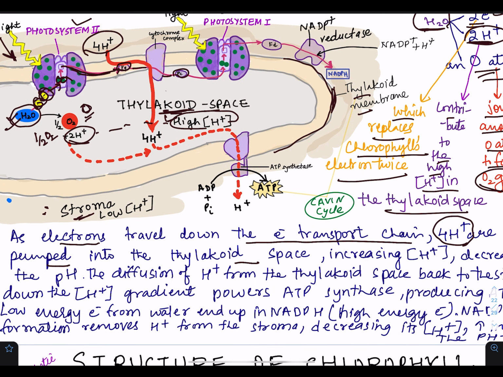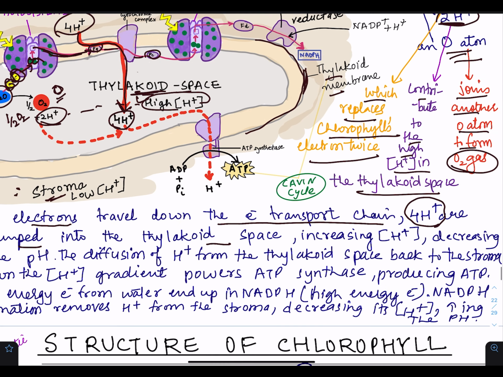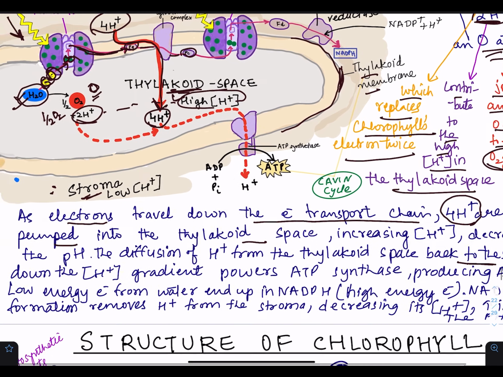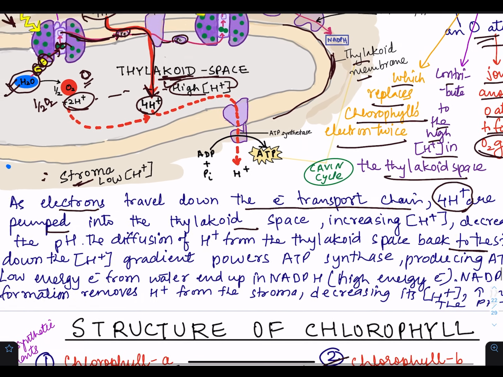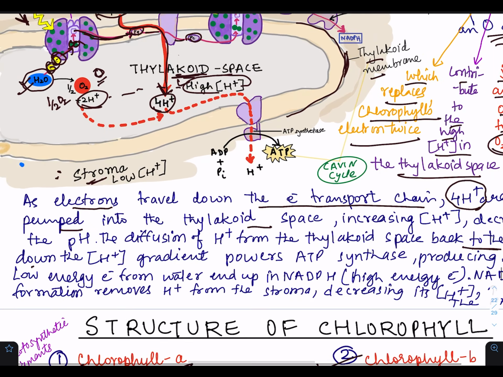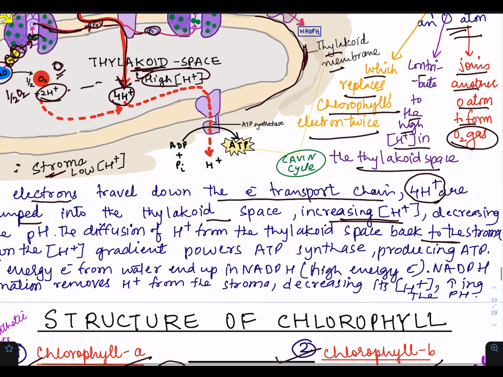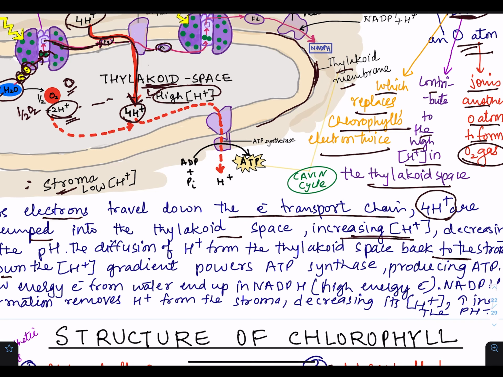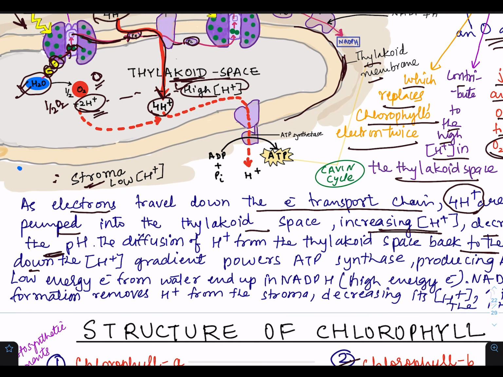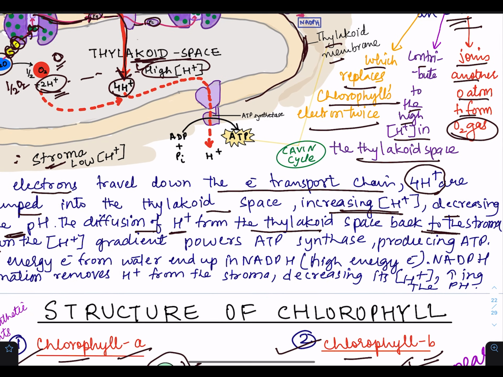Four hydrogen ions are pumped from the stroma into the thylakoid space, increasing the hydrogen ion concentration, obviously. And when the hydrogen ion concentration increases, what will happen? Decreasing the pH. So the pH of the thylakoid space will decrease. The hydrogen ions then diffuse from the thylakoid space back to the stroma.